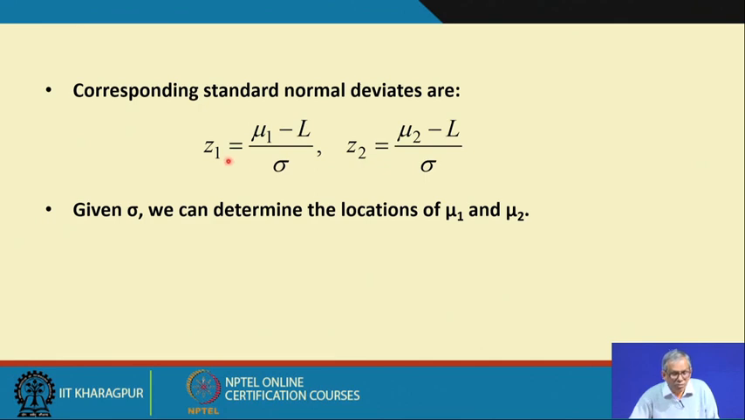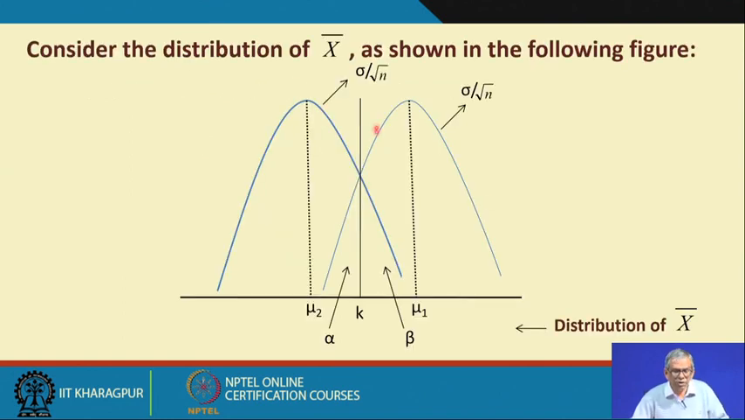So what is Z1? Z1 is, that means you take the difference of mu1 from L, and this difference is expressed in standard deviation units. So what is the standard deviation? That is sigma. And similarly you compute Z2 as (mu2 minus L) by sigma. Given sigma, we can determine the locations of mu1 and mu2. Is it okay? Then now you consider the distribution of x bar as shown in the following figure.